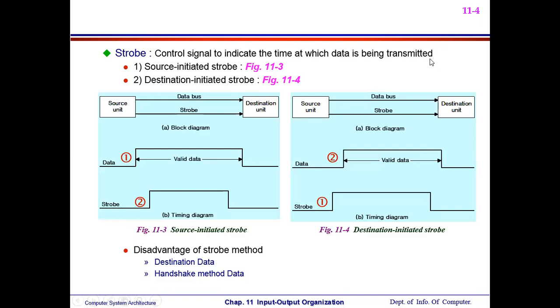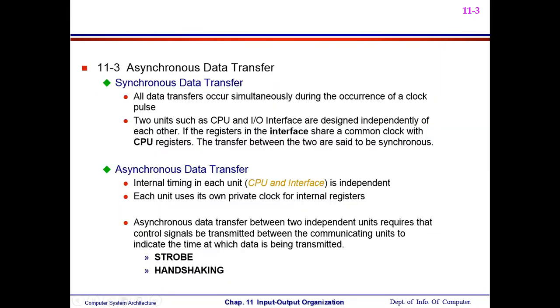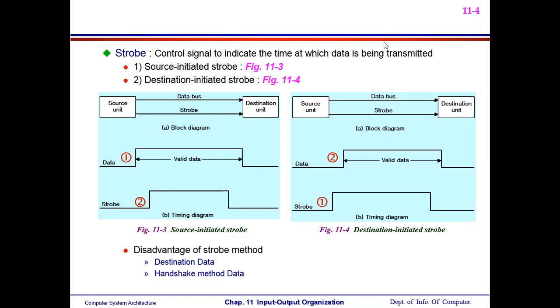First, we will see what the strobe signal is. The strobe control signal indicates the time at which data is being transmitted, that is, at what time the data is transmitted from the source unit to the destination unit. Now observe this figure. Here we have the source unit and here we have the destination unit. Through this data bus, the data is transferred from the source unit to the destination unit. When this happens is initiated by this strobe signal. Based on this strobe signal, the data is transferred from the source unit to the destination unit.